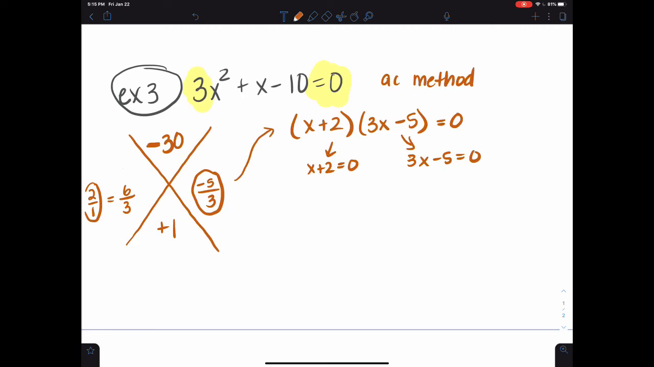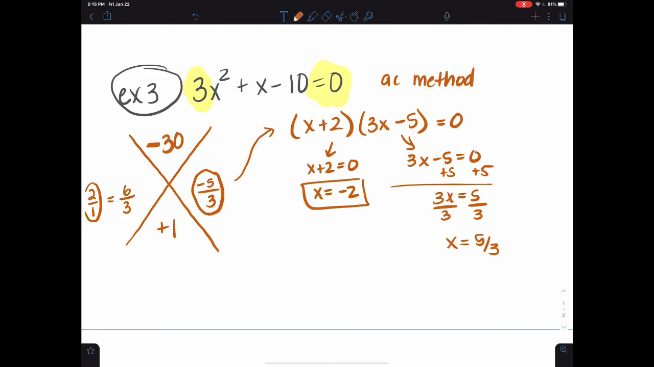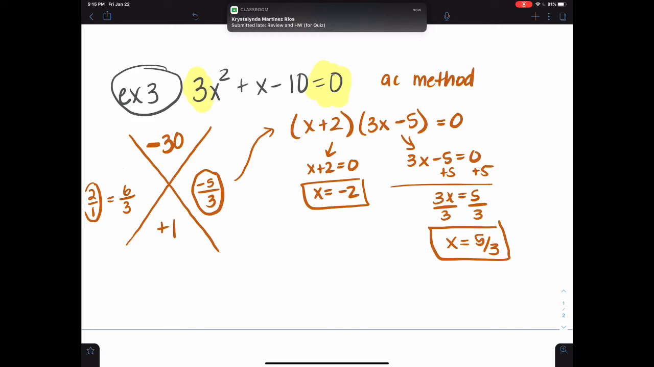When I solve the left-hand side, I end up with a solution of x equals negative 2. When I solve the right-hand side, a little bit more work involved, I end up with a solution of x equal to 5/3. Both of these would be x-intercept values of this graph. You can go ahead and check on Desmos graphing calculator to test that theory if you'd like.